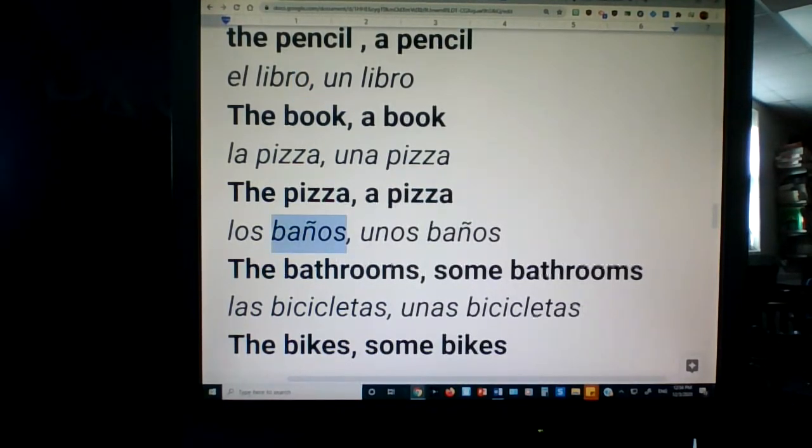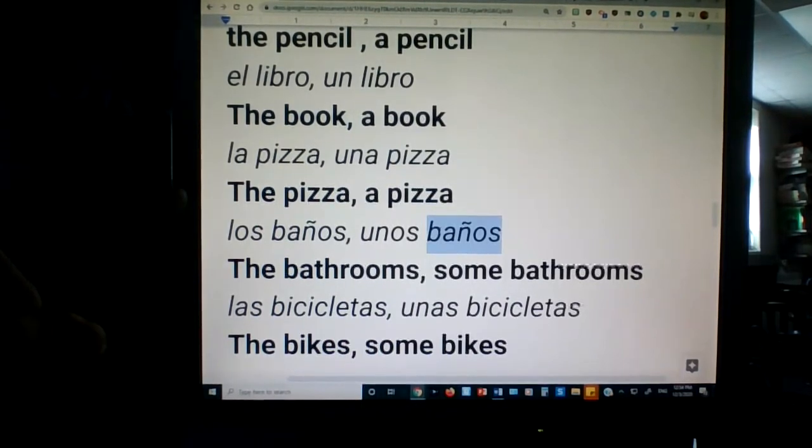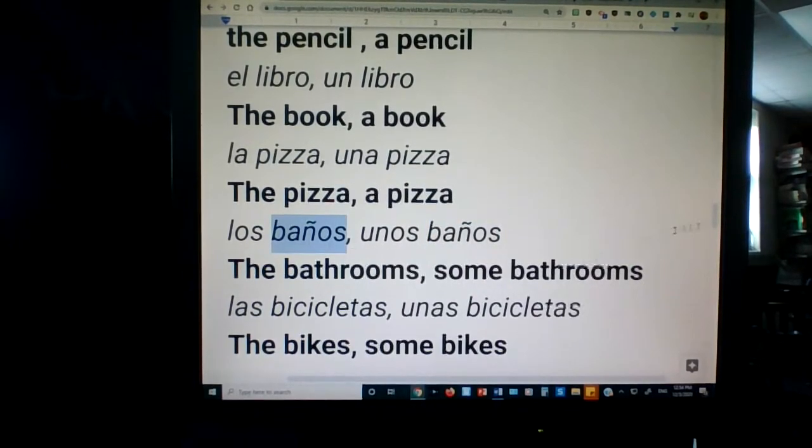Alright, baños. Baños are bathrooms. Now, what gender do bathrooms have? Depending on which one you're doing it. If you use the word baño like that, it's masculine, no matter what. No matter who uses it, the word bathroom in Spanish is masculine. Baño. Los baños, unos baños.